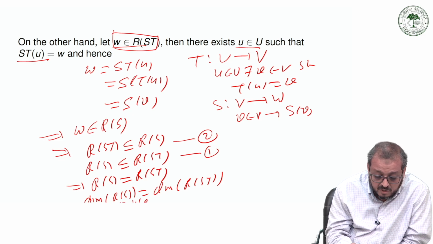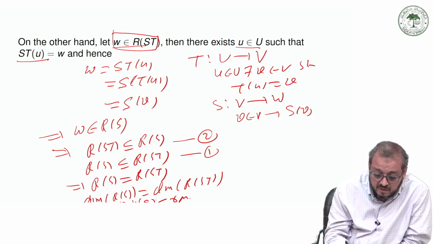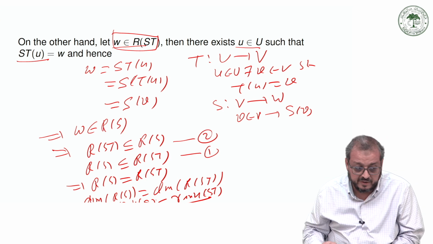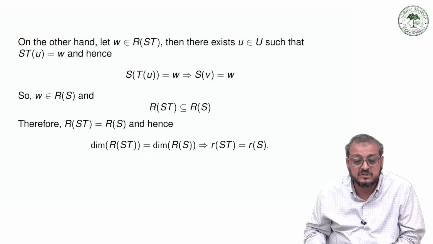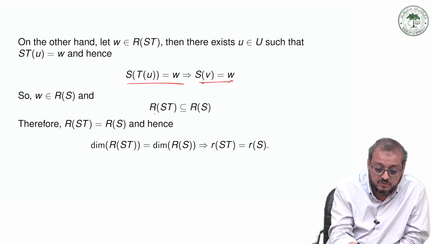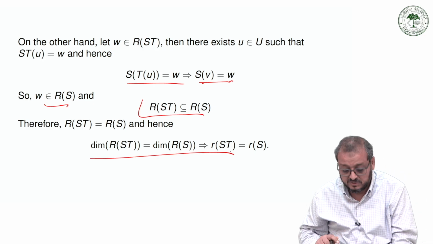and this is nothing but the rank of S, which is the same as the rank of ST. This completes the first part of this example. We showed this using the ontoness of T, and then S of v is equal to w. So we can say that w is this, and clearly by this the proof is complete.